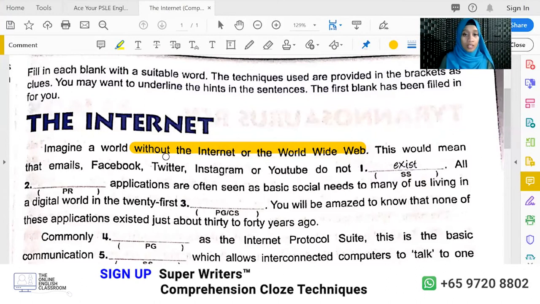So if there's no internet and no World Wide Web, this would mean that emails, Facebook, Twitter, Instagram, or YouTube do not exist. Okay, do not exist. So the answer is "exist". Actually, where do we get the clue? We get the clue from the first part of the sentence, right? Where we have the phrase "without the internet or the World Wide Web".